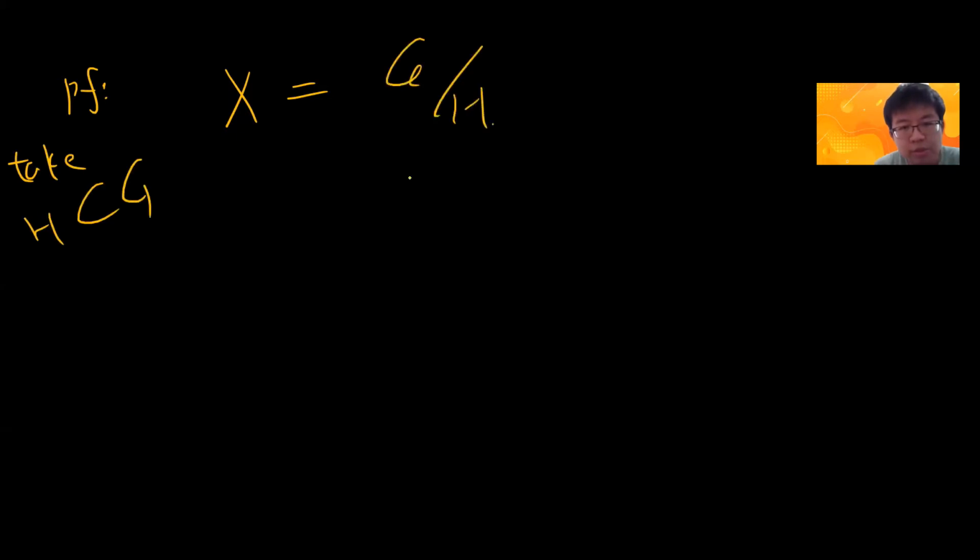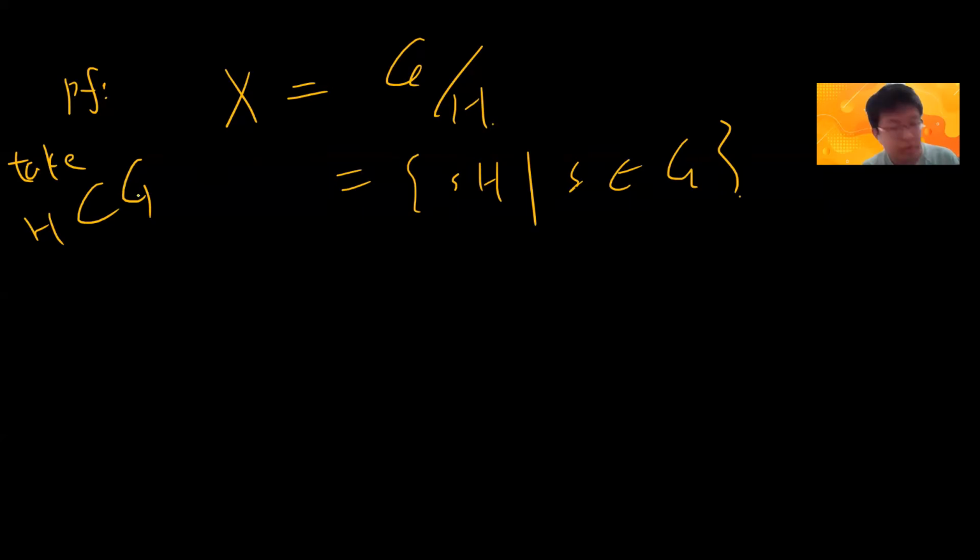Let's consider a set X, which is basically G quotient H. Take H to be a Sylow group of G, and X is just G quotient H. Each element in X is written as sH, with s belonging to G. And I need to give you a group action.